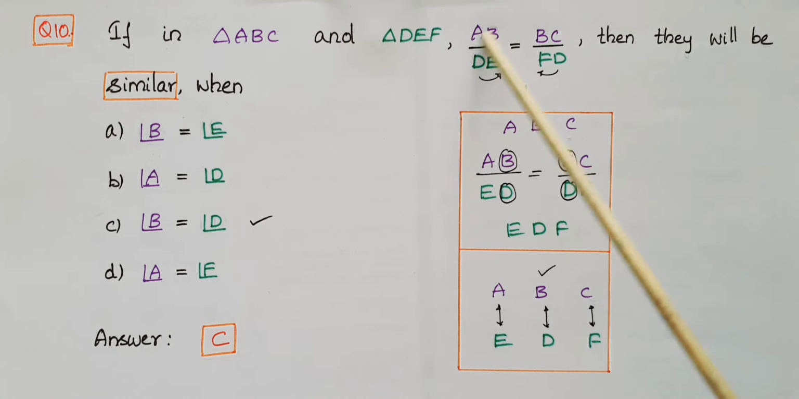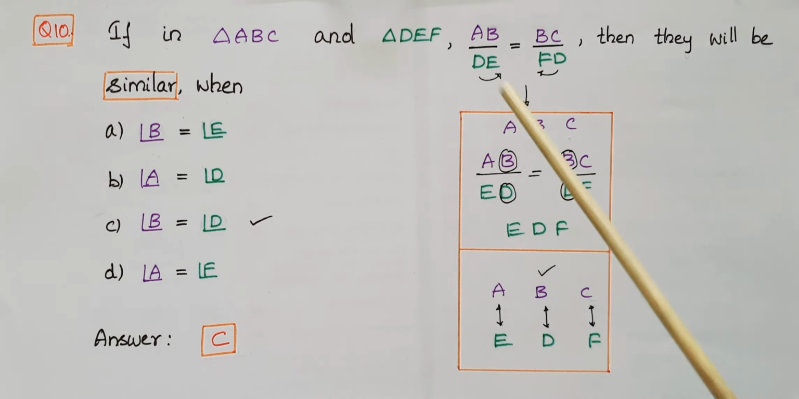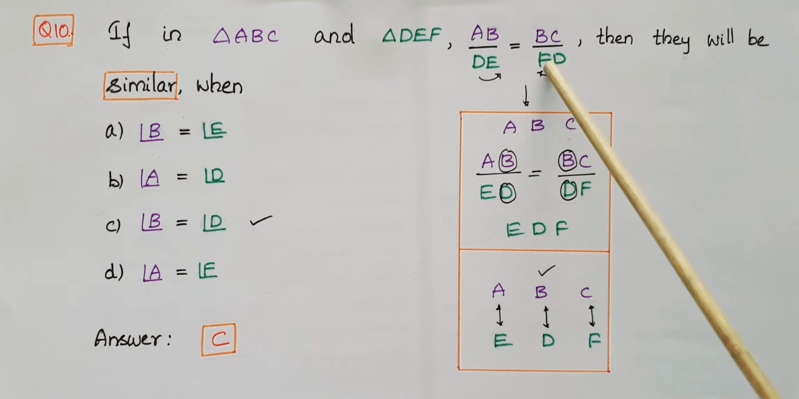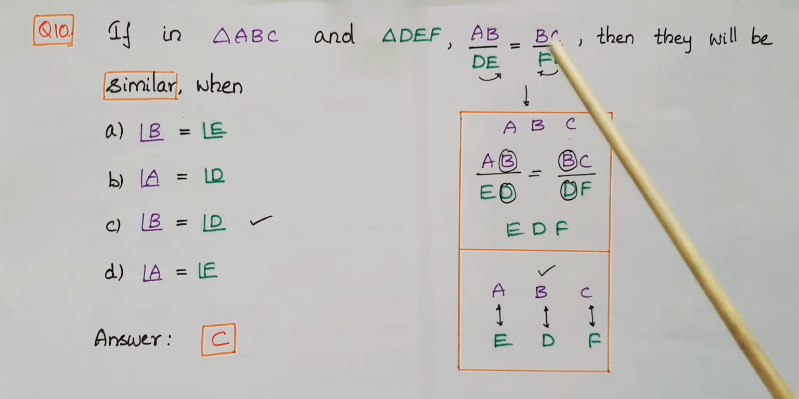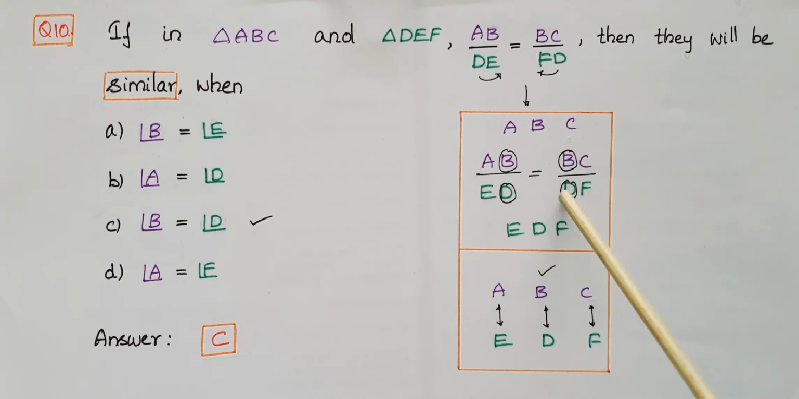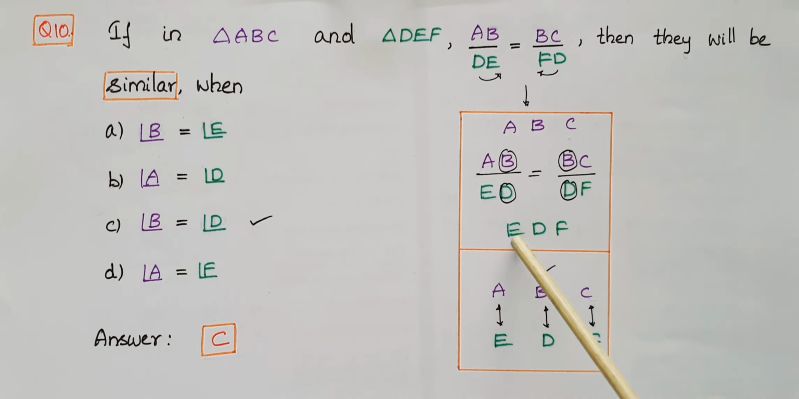So first check here AB: the second letter is B and first letter is B here. So you can directly write, and for DE and FD, D is common. So here you can write this as ED and this one DF. If you write like that, ED and DF, then the second letter D and first letter D, you can write the triangle EDF. So here triangle ABC is similar to triangle EDF.